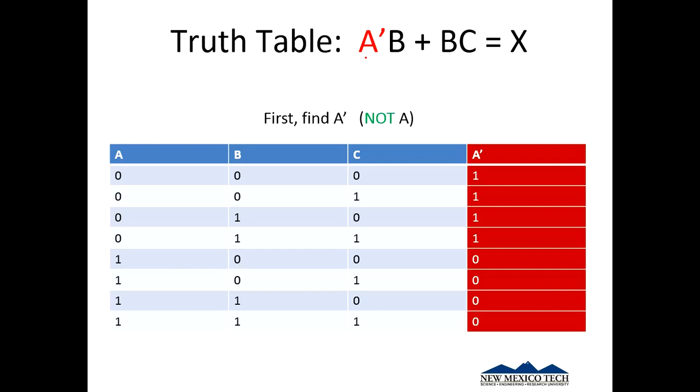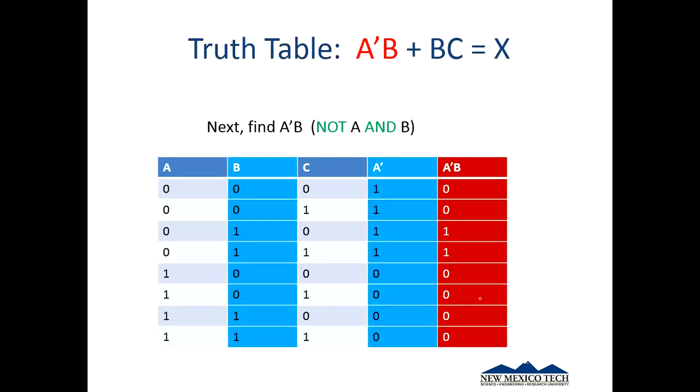So the first step of this, I'm going to look at NOT A. All I do is take these values over here and NOT them. So NOT 0 is 1. NOT 0 is 1. NOT 0 is 1. You get the idea. NOT 1 is 0. NOT 1 is 0. NOT 1 is 0. Okay, so we've got our NOT A.